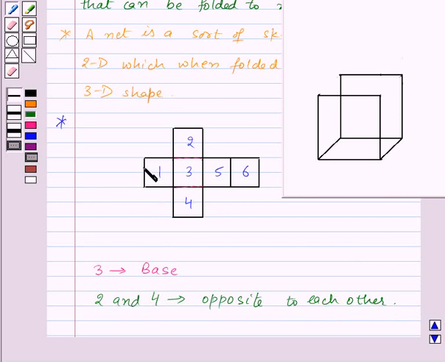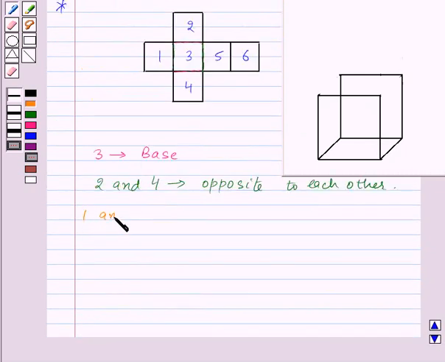Now, fold square numbered as 1 along with this dotted line and square numbered as 5 along with this dotted line. So, square numbered as 1 will be on the left side of this shape and square numbered as 5 will be on the right side of the shape. So now, square numbered as 1 and square numbered as 5 will be opposite to each other. So, we will get the shape like this.